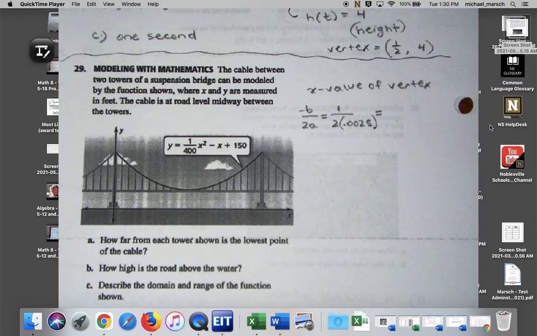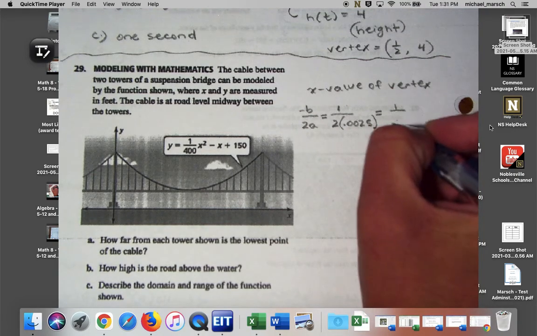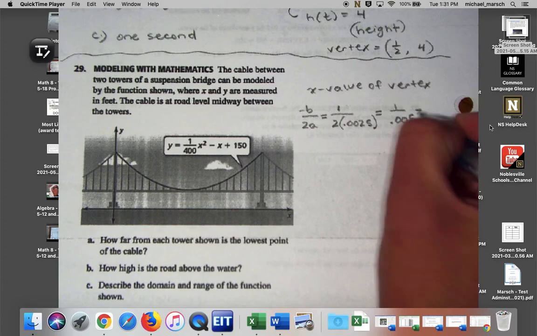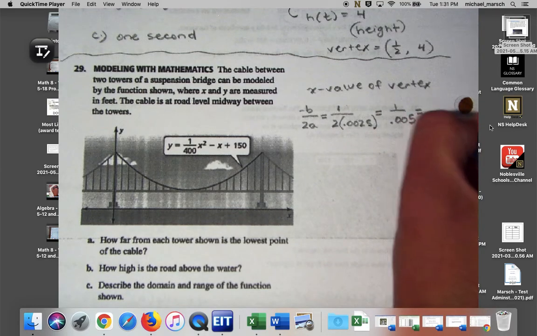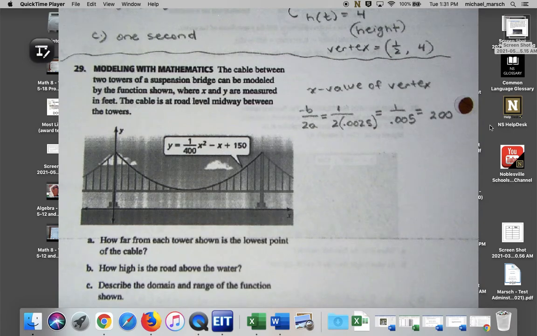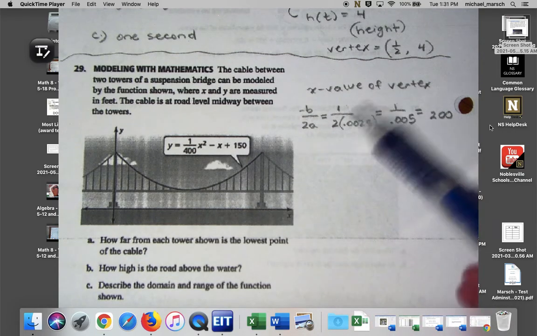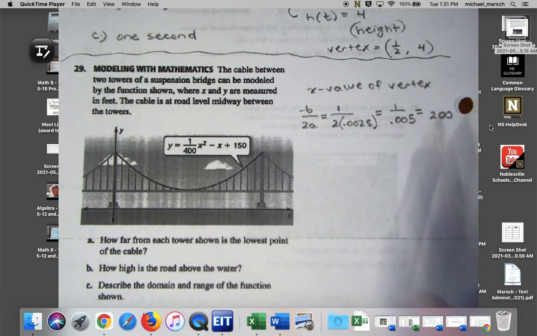So then that's really like saying 1 over 0.005. And if you actually do the division here, which you guys are thinking is going to be ugly, it's not really. It's 200. Because this number, 0.005, will go into the number 1 200 times. So again, don't let this fraction scare you. Do your magic on your calculator. You'll be fine. So that's our x value.